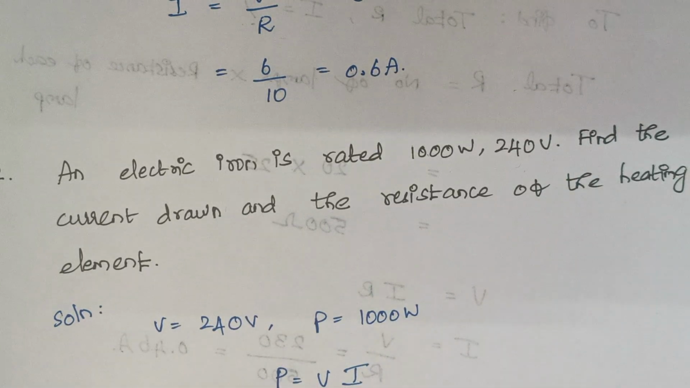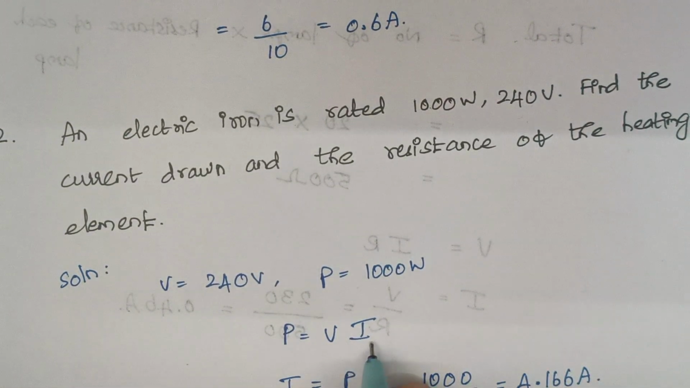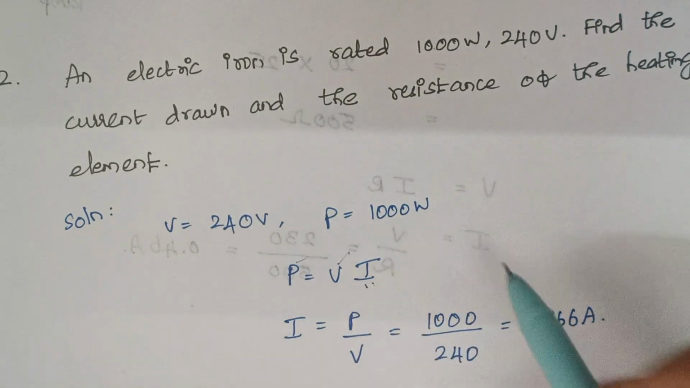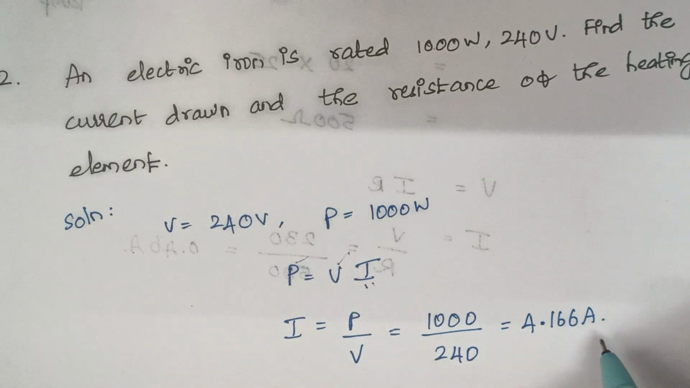And here what is the formula for power? So power is given by V into I, right? So from this expression, we know the value of P, we know the value of V, so we can calculate I easily. So I is given by P divided by V. So just substitute the values here, and the value of current is 4.166 amps, right?